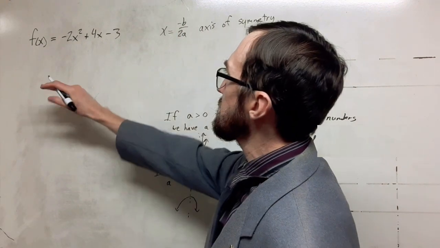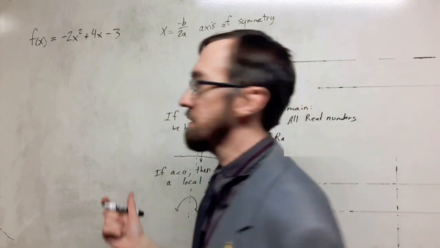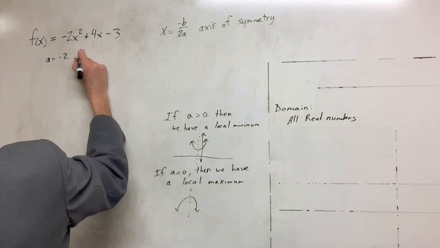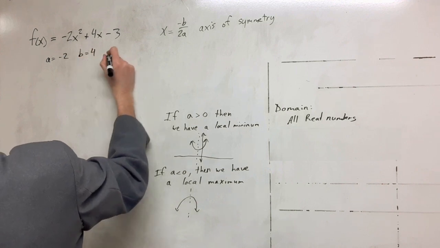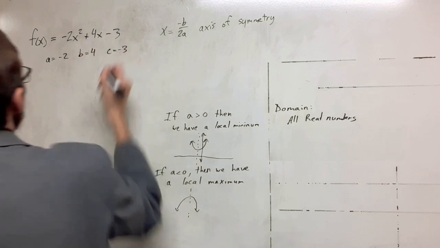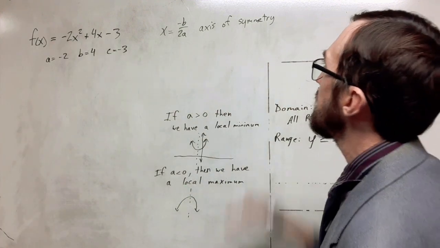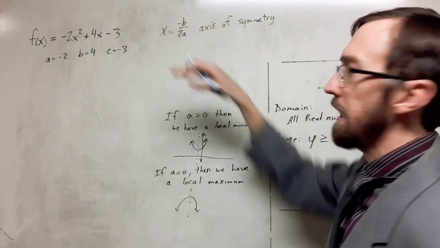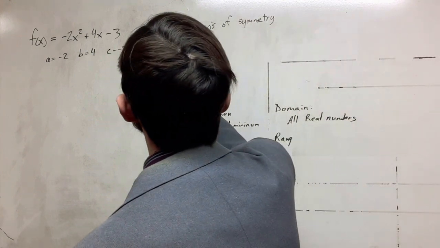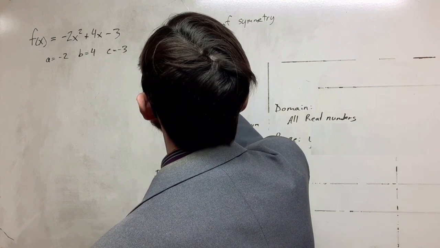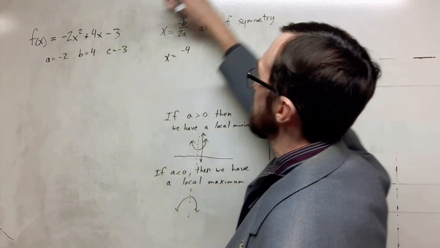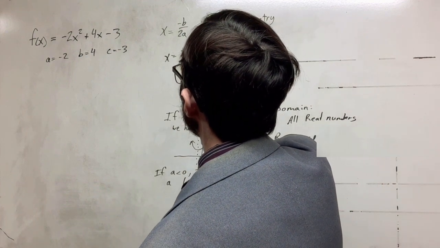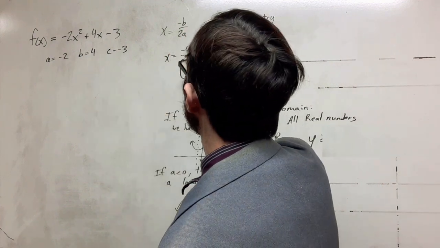All right, I'm first going to identify my a, b, and c here. In this case, we have a is equal to -2, b is positive 4, and c is -3. I'm again going to plug in my b and a value into the axis of symmetry formula here. X is going to be equal to -4. We had positive here. There's a negative in the formula. And then 2 times a value.